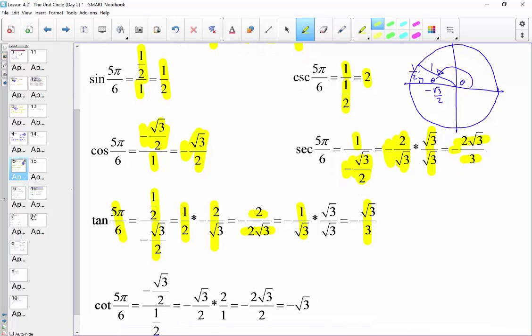And lastly, we have the cotangent, which equals the adjacent side, negative square root of 3 over 2, over the opposite side, positive 1/2. That simplifies to negative square root of 3 over 2 times the inverse of the denominator, 2 over 1, equals 2 times the square root of 3 over 2. The 2's cancel, and we're left with negative square root of 3.